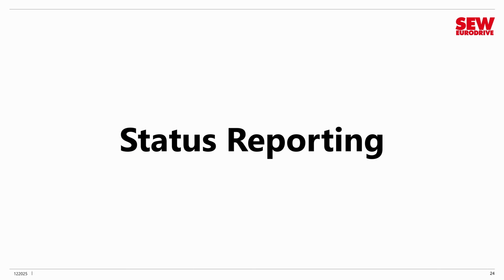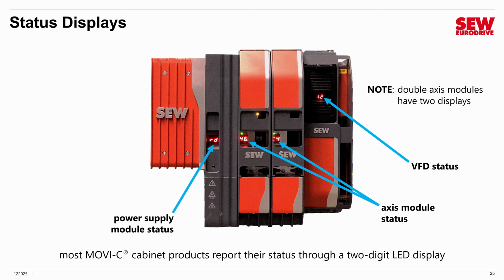Let's talk about how the VFDs report their status. Very important if you're doing diagnostics and troubleshooting. Most of the MOVI-C cabinet products report their status through a 2-digit LED display. You can see examples on this MOVIDRIVE modular and the MOVIDRIVE system right next to it. Each unit has a 2-digit LED display that gives key information about its current status. For example, if one of the VFDs happens to be showing C2, that means that it's in safe torque off mode. So it is not going to move because you've triggered the safe torque off circuit to prevent the motor from developing torque.